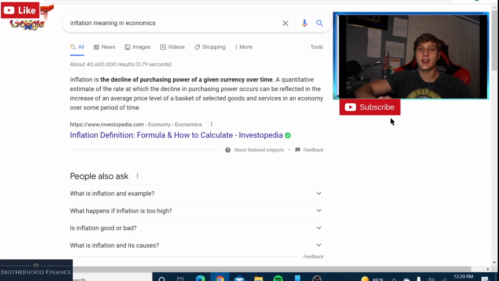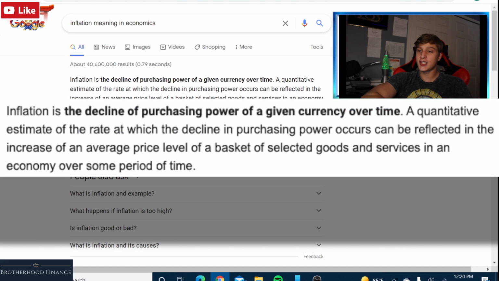Okay, brothers, so the first thing is, what is inflation? Inflation is the decline of purchasing power of a given currency over time. So pretty much when they print an excess amount of money, like they have been doing in a multitude of countries recently, it's devaluing the currency, devaluing the dollar. That's why Robert Kiyosaki says savers are losers and the rich invest in assets.